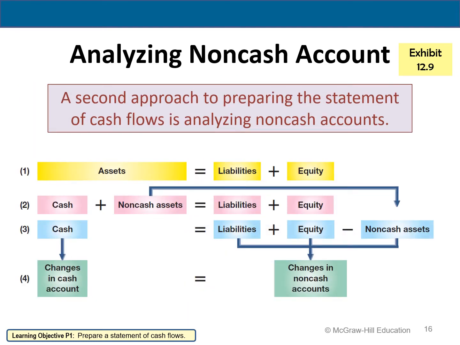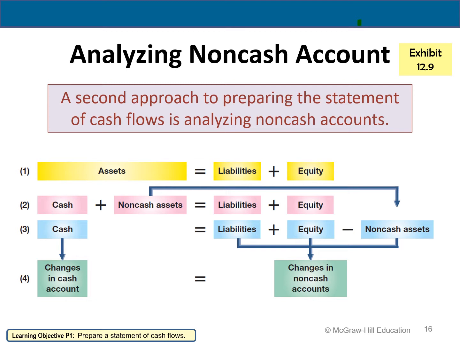So the second approach to preparing the statement of cash flows is to analyze the non-cash accounts, and then it draws on double entry accounting. And so in sum, all of the cash transactions eventually affect non-cash balance sheet accounts. So we can determine the cash inflows and outflows by analyzing the changes in the non-cash balance sheet accounts. What this slide is trying to show us is that by using the accounting equation to show the relationship between the cash account and the non-cash balance sheet accounts.